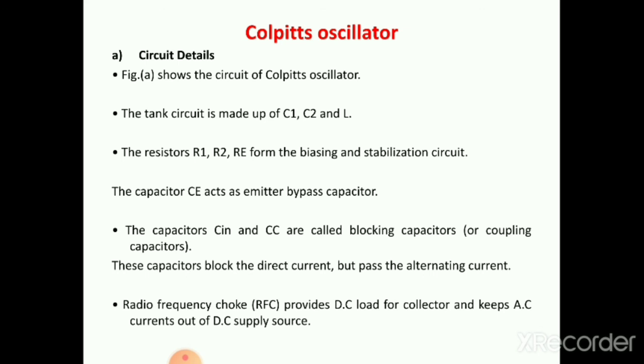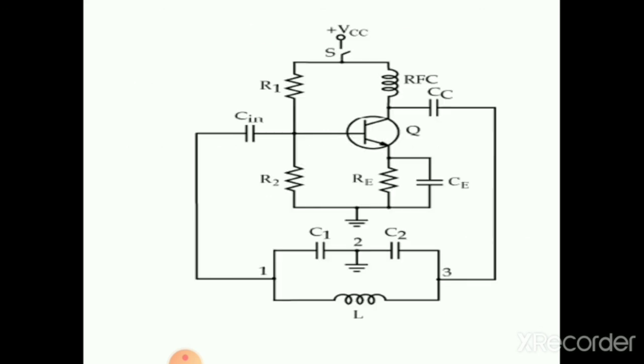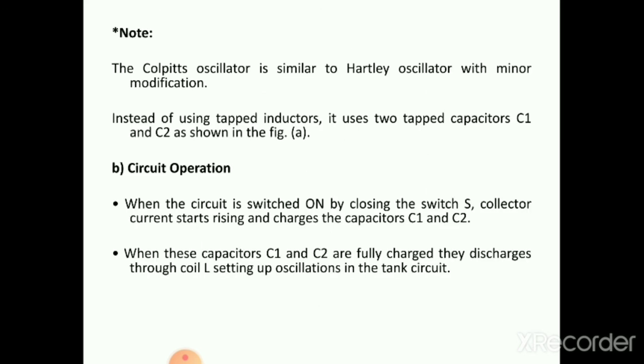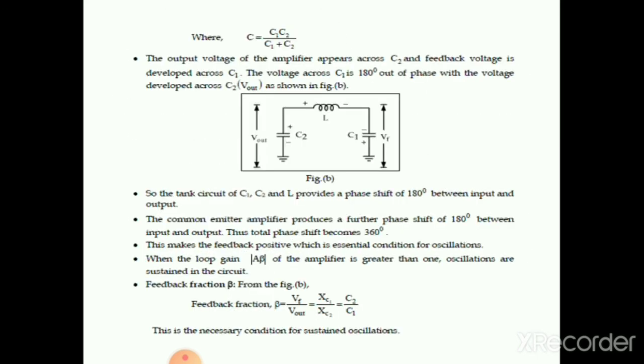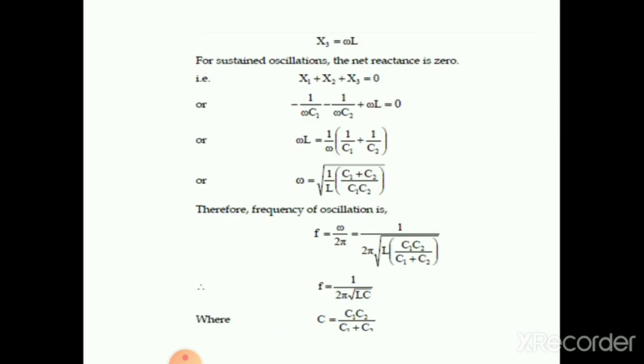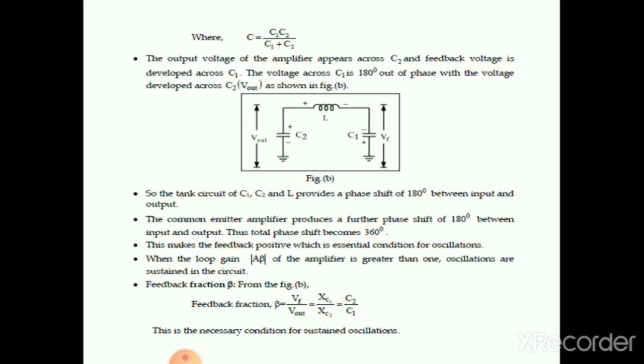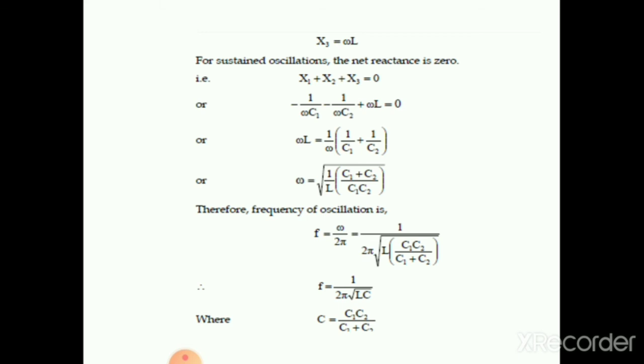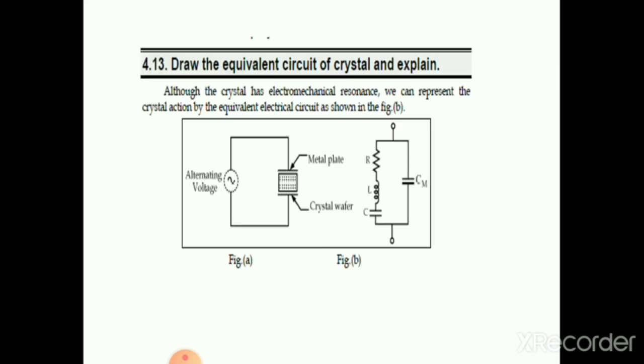Then we went to the next topic, the Colpitts oscillator. It is similar to the Hartley oscillator but with a slight change: L1 and L2 are replaced by C1 and C2, and C is replaced by L. The operation is the same, and we get f equal to 1 by 2 pi root LC, where beta is equal to C2 by C1, because X is equal to 1 by omega C here, and C is equal to C1 C2 by C1 plus C2 because of the series connection of capacitors.